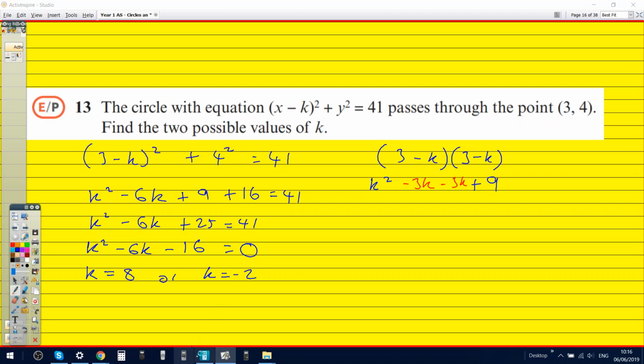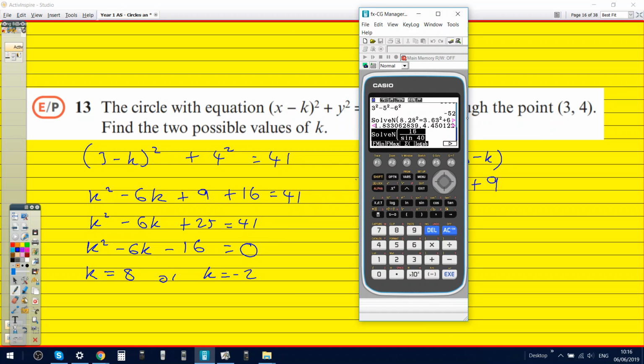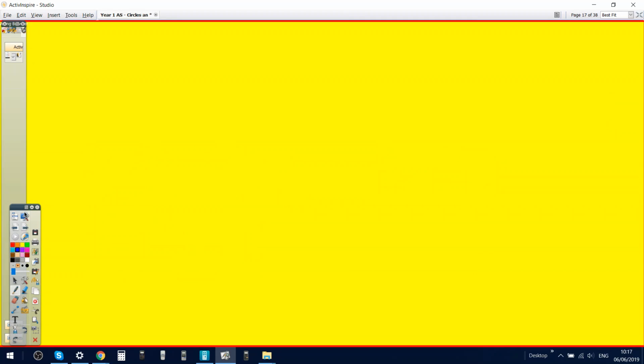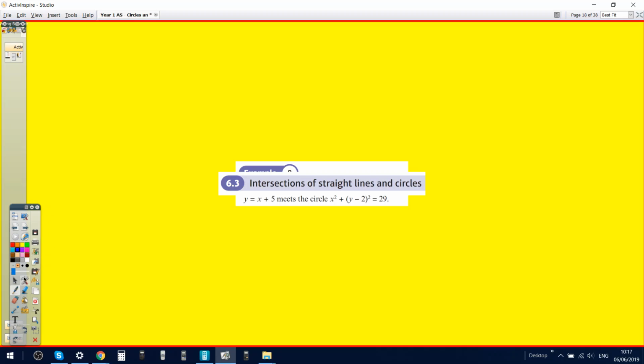And where is the solver on your one? The quadratic solver thing? How do you find it? On menu, and then for me it's number 8 on equations. Ah, equation, of course. How did I not see it? So A, and you're doing polynomial, yeah, okay. You can put that in. Okay, great. Well done. So that's that.